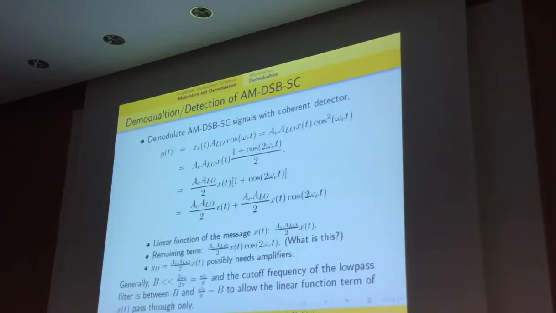and have these two terms over here. The first term is proportional to the message. The second term, what's this? It's another AM DSP SC modulated signal, right? But this time, similarly, the carrier frequency becomes 2 omega_C. So we use the same approach as AM DSP. We use a low pass filter to reject this one. What's left behind is just this signal. This time we don't need a DC blocker because there's no DC at all.